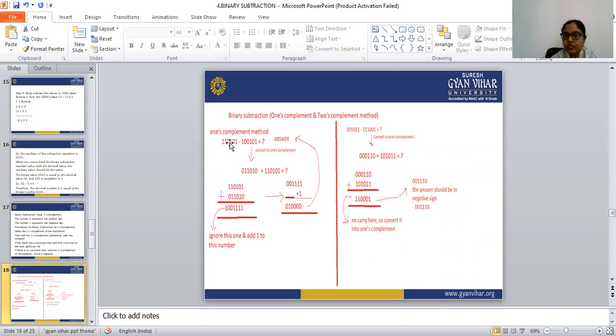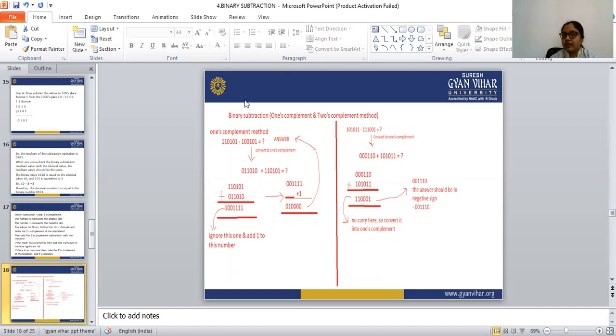110101 is the first digit, so I have written here first digit, and the inverted number, or the ones complement number, of the second number we have to write here. So 0 1 1 0 1 0. This inverted number, or the ones complement number, of the second digit I have also written here. After that we have to add these two numbers.